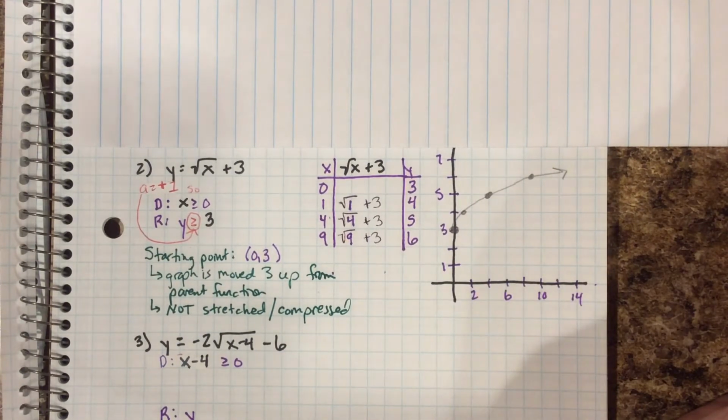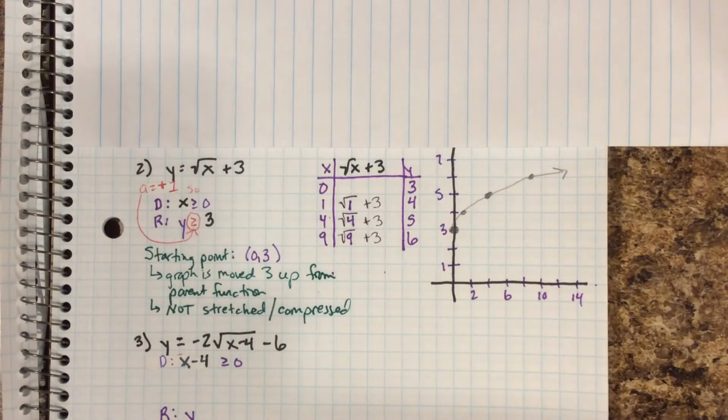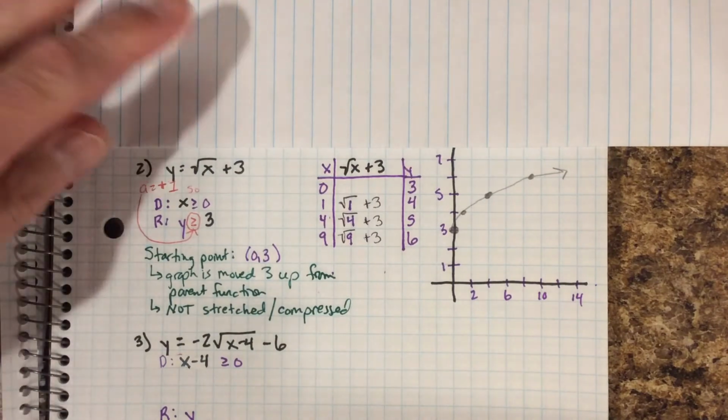If you have a graph that does not make that nice gentle curve like example 1 and example 2 did, then you've done something wrong. Check your order of operations. Most likely that's the issue. Okay? All right, now we're going to go look at example 3.